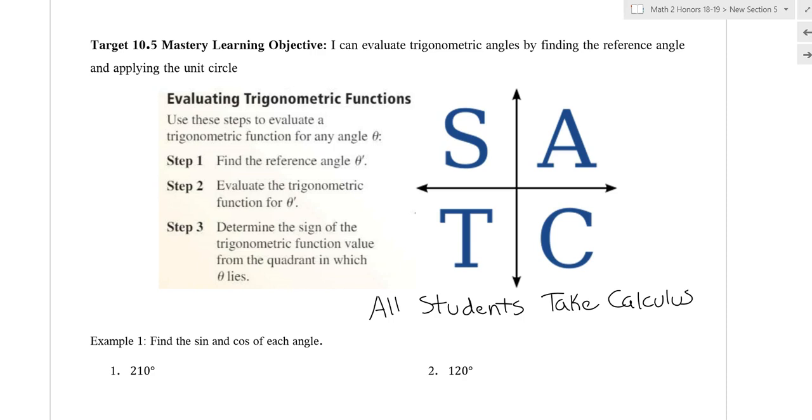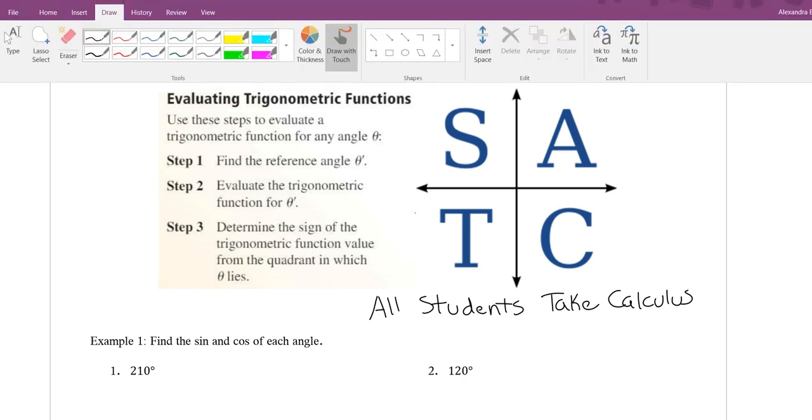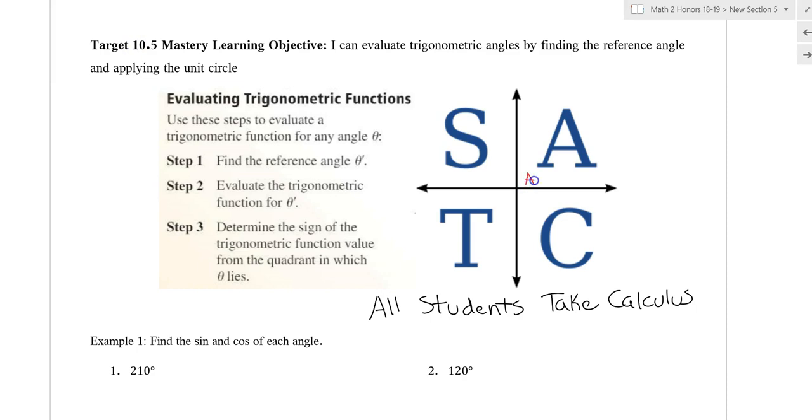And really what that stands for is, in the first quadrant, all trig values are positive. Okay, so in the first quadrant, all trig values are positive. In the second quadrant, just sine is positive, cosine and tangent are negative. And again, you can see that cosine is definitely negative because I'm going this way, right? Cosine is my x value, so my x value is going to the left.